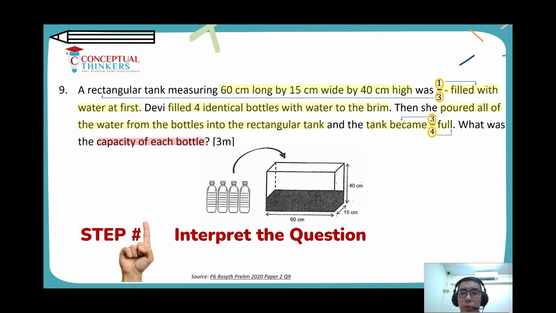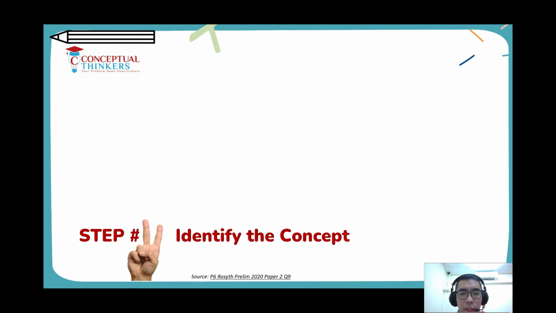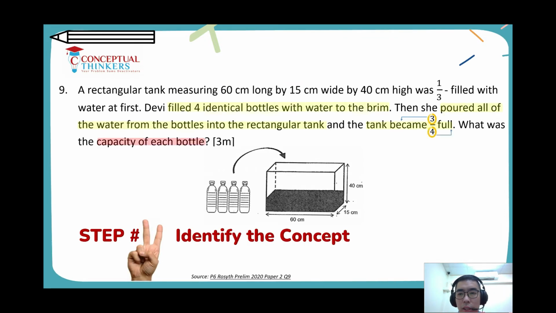For a student who doesn't understand what I mean by to the brim, it means the bottle is filled full with water. Every bottle will be full of water, and they will be poured into the tank, and the tank will become 3/4 full. So we need to find out the capacity of one bottle. Next, we need to identify the concept. This is pretty straightforward. This is under volume.